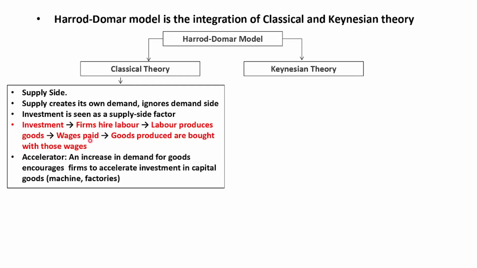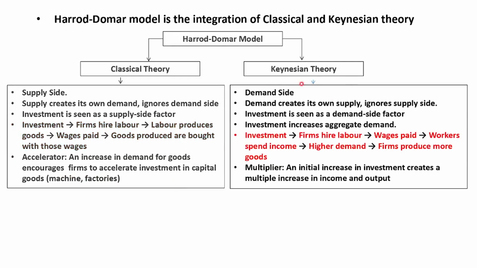So they get wages paid, and goods produced are bought with those wages. So here, accelerator means, as I already told you, an increase in demand for goods encourages firms to accelerate investment in capital goods, the machine, factory, etc. According to Keynes' view, they believe in the demand side, and demand creates its own supply and ignores the supply side. So investment is seen as a demand side factor, and investment increases aggregate demand.